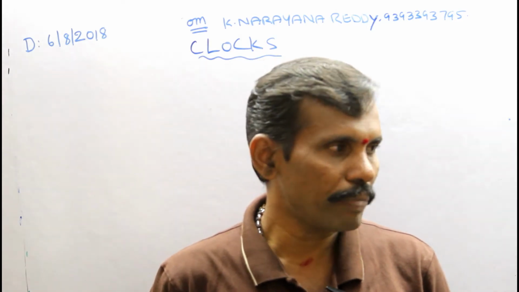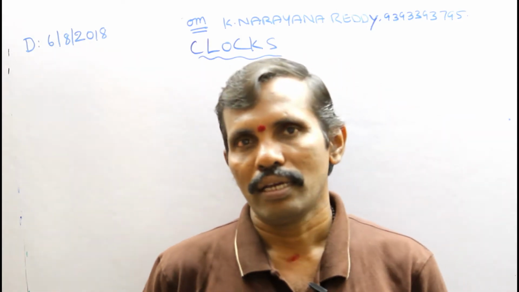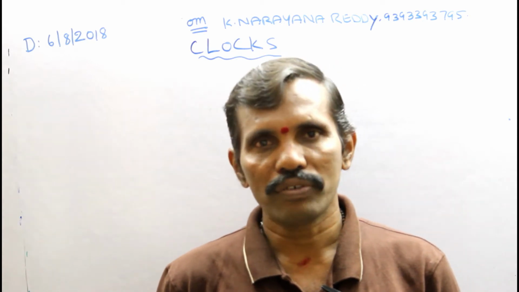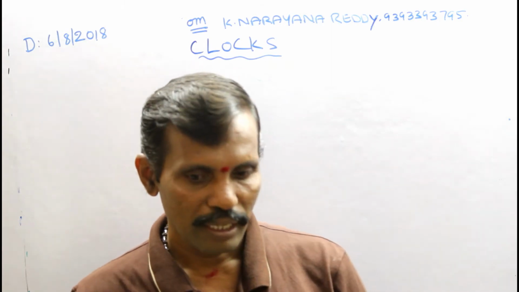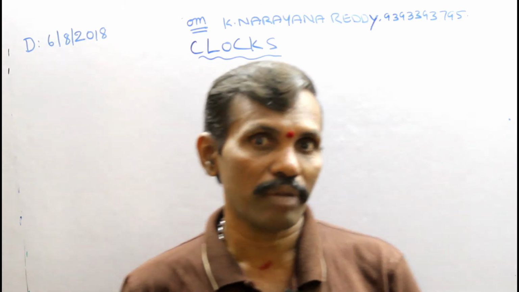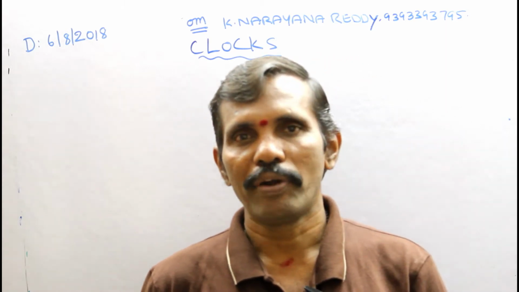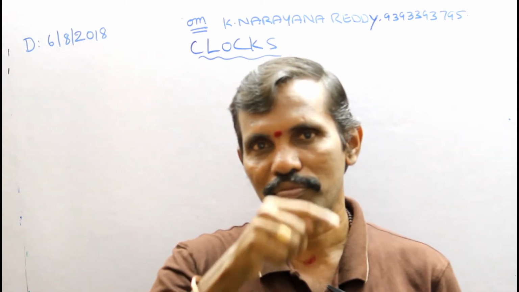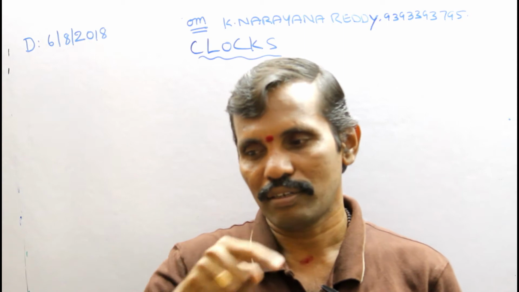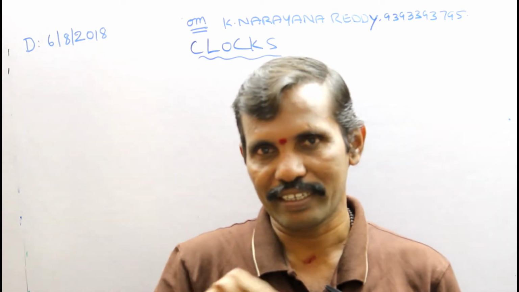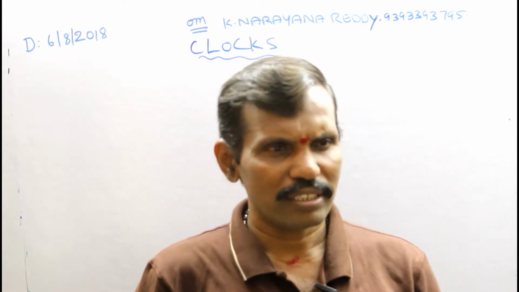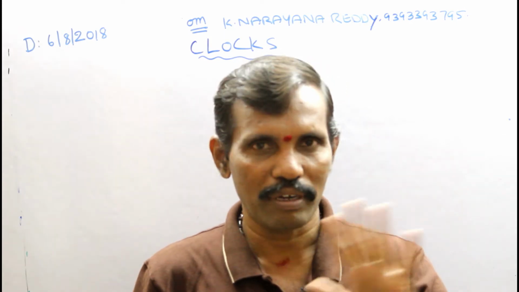But this pendulum clock was invented by Galileo around 1656, in the 17th century. Galileo used the pendulum clock for the first time. Pendulum means it moves in this way. It is not rotating, it is oscillating. That comes under physics, so let us leave it.